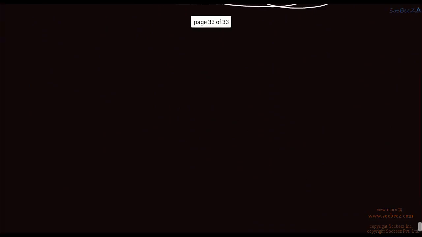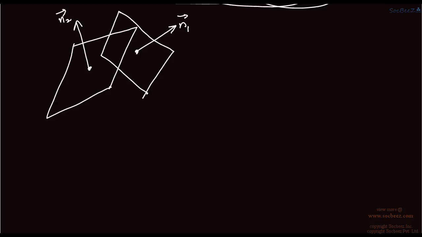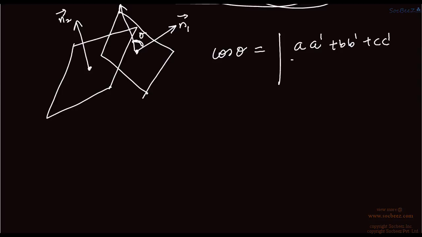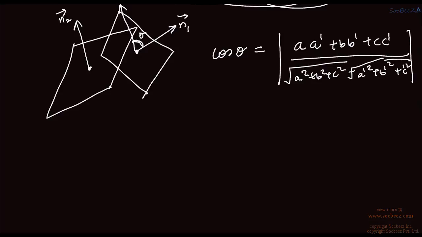Now we'll move on to the angle between 2 planes. Let's say we have a plane like this, and we have a plane like this. So there must be an angle between these 2 planes. A plane is defined from the normal vector. So let's say this is normal vector 1, this is normal vector 2. From that, you will just find the angle between these normal vectors. Whatever the angle between these normal vectors is will be the angle between these 2 planes. So just like that, we define cos theta as a a dash plus b b dash plus c c dash, which we have defined earlier. The same formula we'll use here, divided by root of a square plus b square plus c square, root of a dash square plus b dash square plus c dash square.